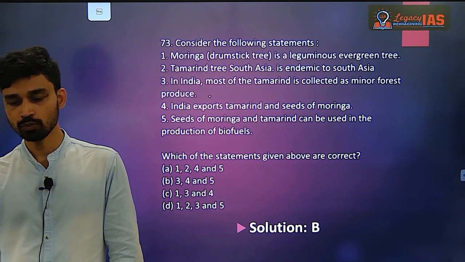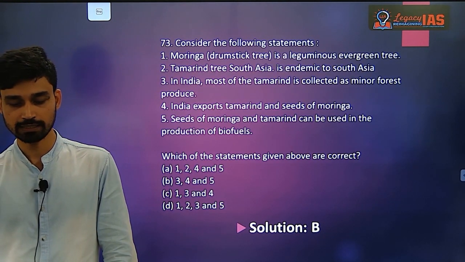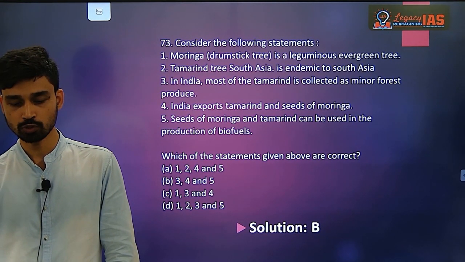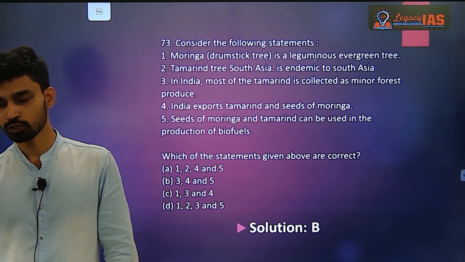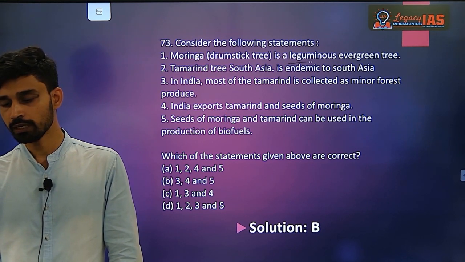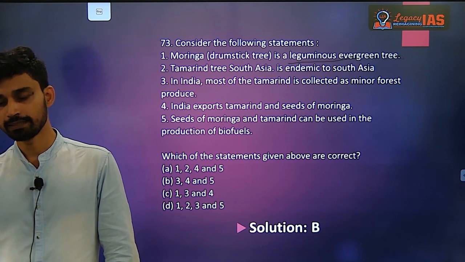Now, coming to the third question, which is regarding trees. Two trees have been asked this year: the moringa tree, also called drumstick, and the tamarind tree. The question has been asked regarding these two trees. The first option is that moringa is a leguminous evergreen tree. That is absolutely incorrect, because it is a deciduous tree.